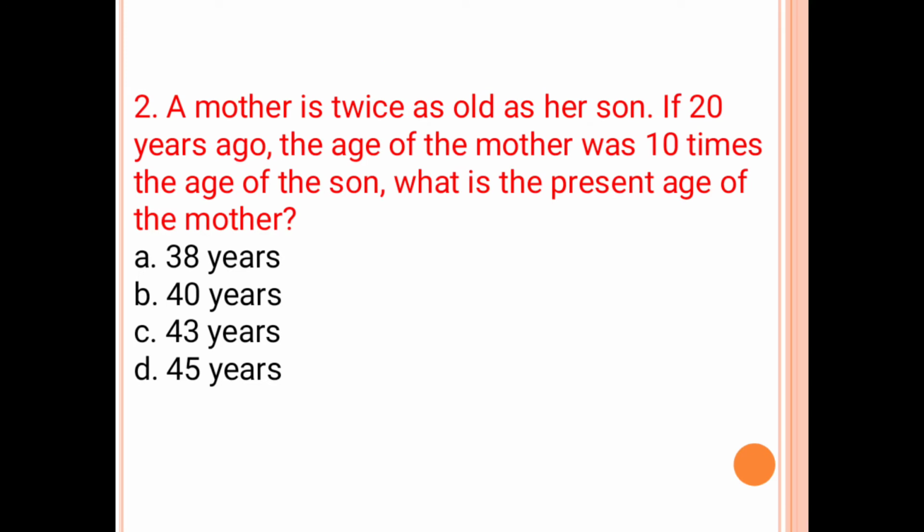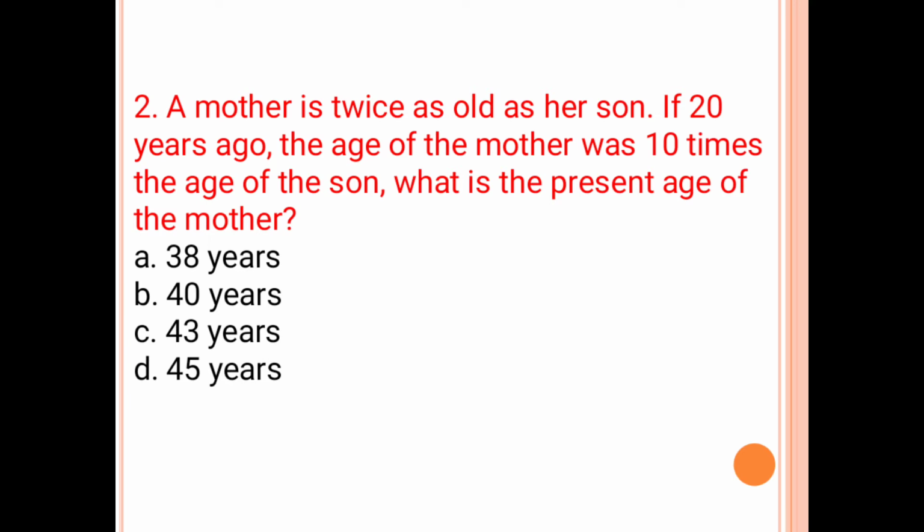Now we go for the second problem. A mother is twice as old as her son. If 20 years ago the age of the mother was 10 times the age of the son, what is the present age of the mother? So here two conditions are given. The mother is twice as old as her son, that is the first condition. Suppose we take the son's age as x, then the mother's age is twice, so 2x.